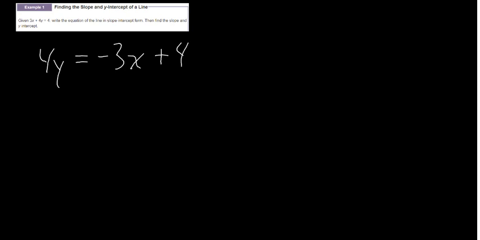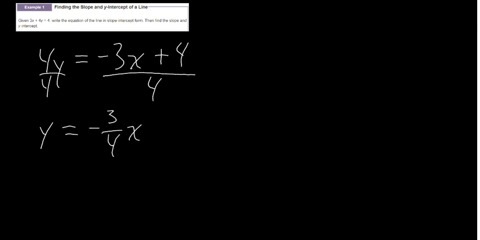Next thing I'm going to do is divide both sides by 4. By dividing both sides by 4, I'm going to have y is equal to negative 3/4 x plus 1. I solved for y, and now it is in slope-intercept form. How is it in slope-intercept form? Well, we solved for y. That's as easy as it gets.